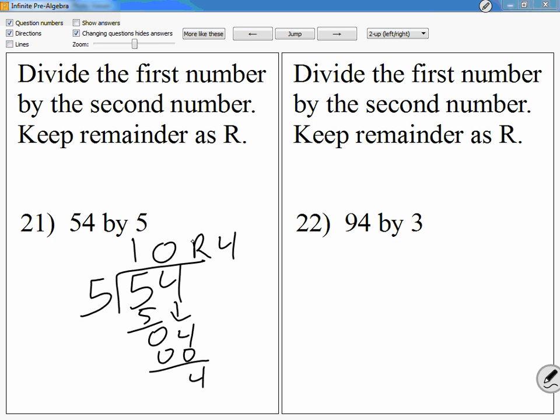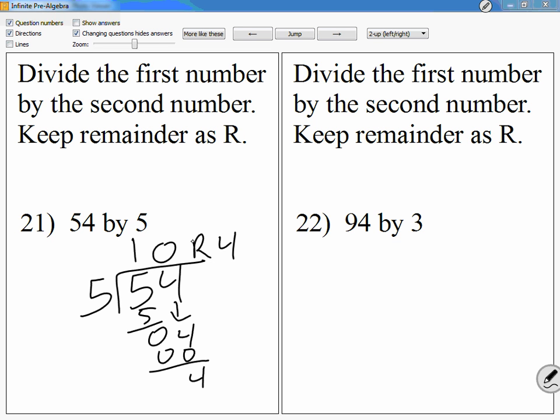Once again, every time you drop a number, we have to do the division. If I don't drop a number, I don't have to do the division. Right? It says divide the first number by the second number, keep remainder as R. And I call it remainder as R because later on with our remainder we're going to make it into decimals. Later on also we're going to make it into fractions. But for right now, just keep the remainder as remainder.